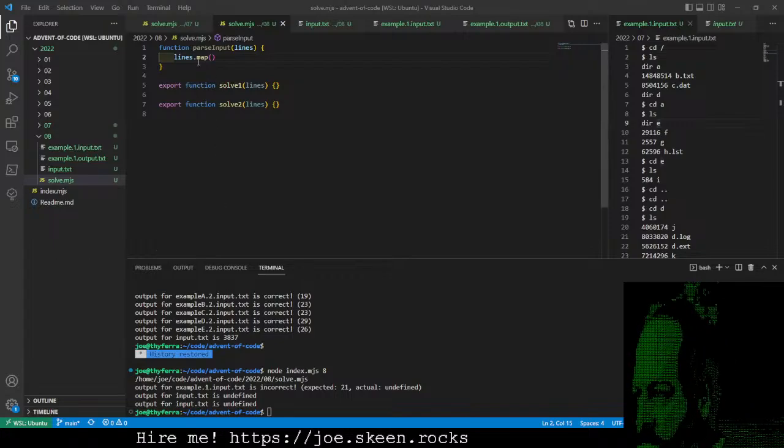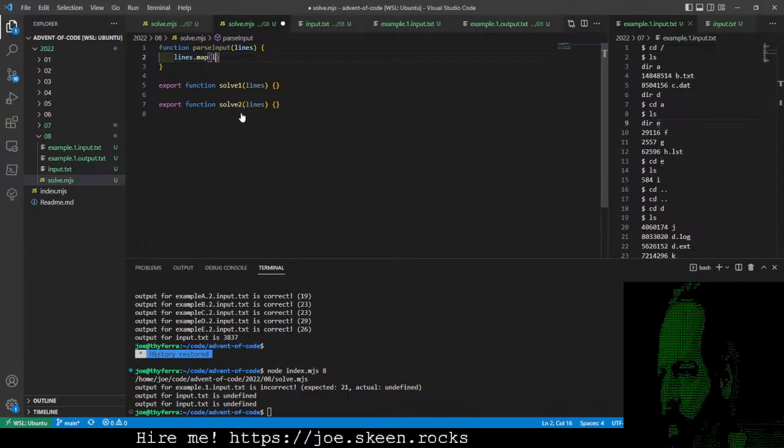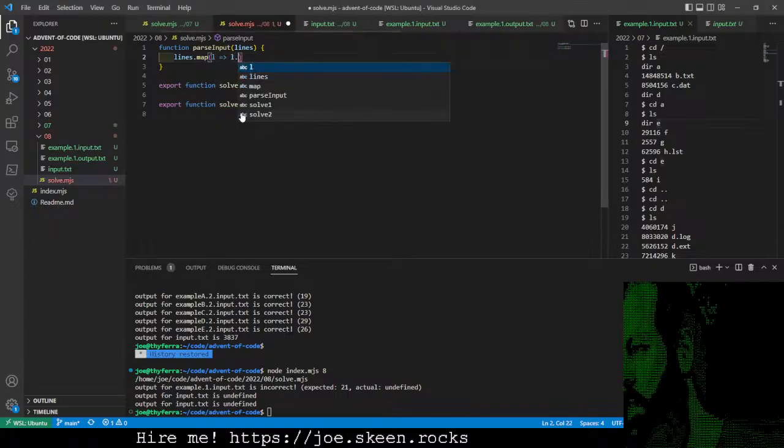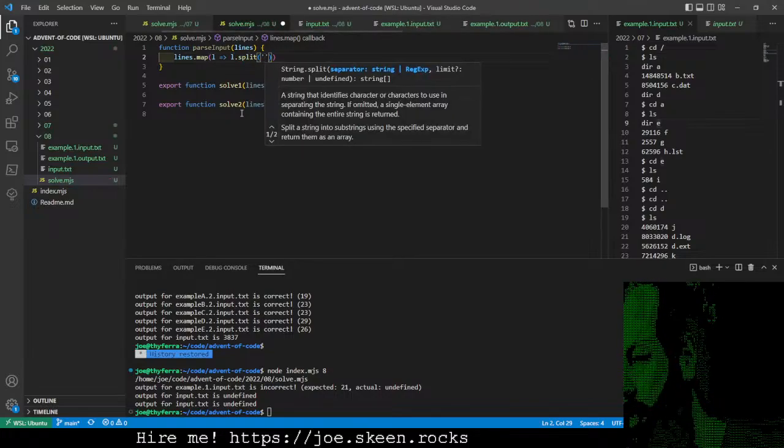Since we already have an array of lines of input, we can just turn that into our 2D array by splitting the line into characters and mapping the characters into those objects.